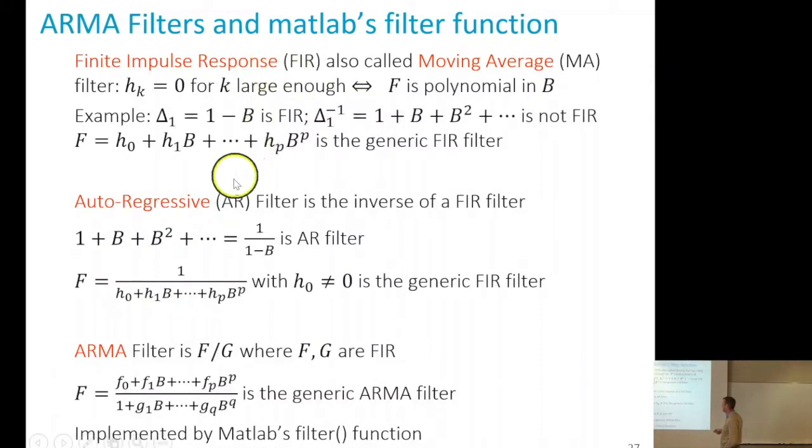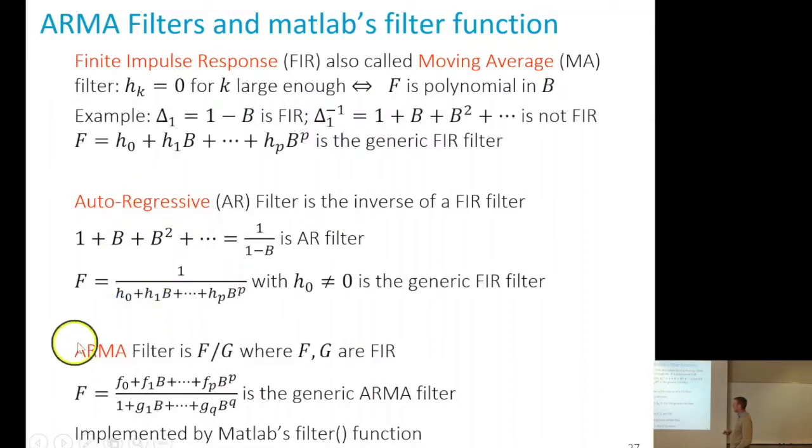First category of filter. Second category, autoregressive filter. An autoregressive filter is the inverse of a moving average filter. So we say that a filter is autoregressive if its inverse is a moving average. For example, the integration filter is an autoregressive filter because it's the inverse of 1 minus b. So in general, an autoregressive filter will be something of the form 1 over a filter. Of course, the first element of the filter should be non-zero for the inverse to exist.